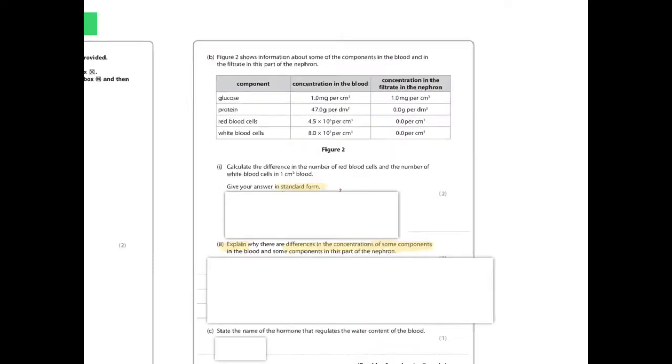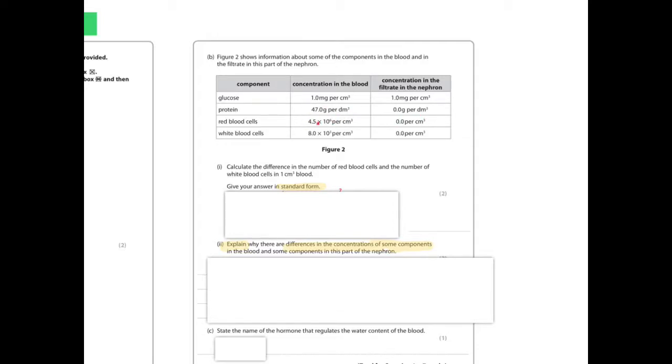Figure 2 shows information about some of the components in blood and in the filtrate in this part of the nephron. So you can see various pieces of information here. You can see concentration in blood, concentration in the filtrate of the nephron, so glucose is the same. Protein is significantly higher in the blood, nothing is getting through into the nephron. Red blood cells is again significantly higher in the blood, nothing getting through to the nephron.